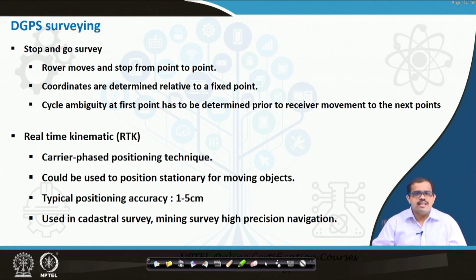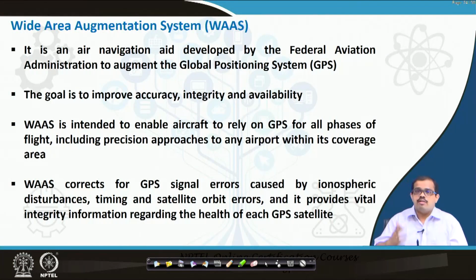So, these kinds of surveys are used in cadastral survey and mining survey, where you need high precision navigation. Real time RTK surveys are normally used there, okay. These surveys are a bit pricey in terms of the survey measurements, the working hours of the survey instruments, and the personnel you need. That is why RTK surveys are done only where you need extremely precise surveys. So, this is about the different survey systems of DGPS.